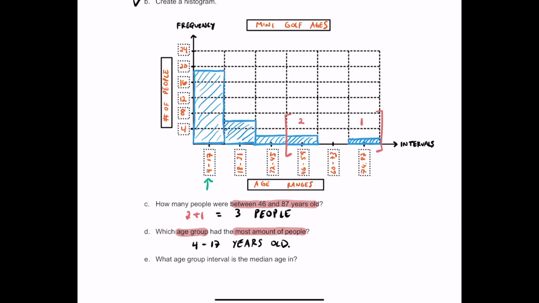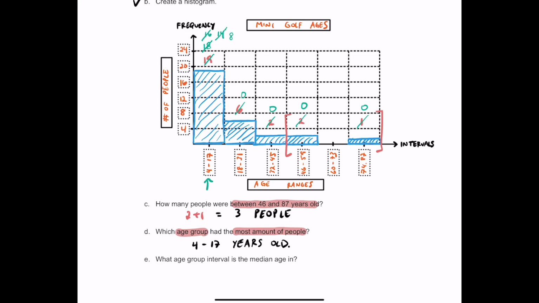Which age group is the median in? Okay, so let's go ahead and write this down. We know we have 19 people here and 6 here and 2 here, right? So let's take away 1 off the top. That's now 0. 1 off here, that's 18. So cross off 1 on the left, 1 on the right. Cross off 2 here and 2 here. That's 16. Cross off 2 here and 2 here. That's now 14. Cross off 6 here and 6 here, that's going to be 8.